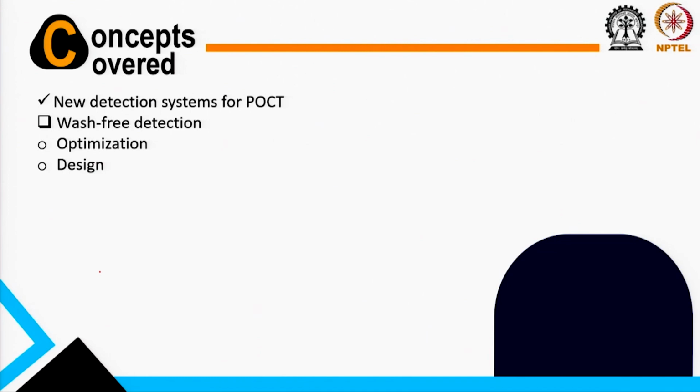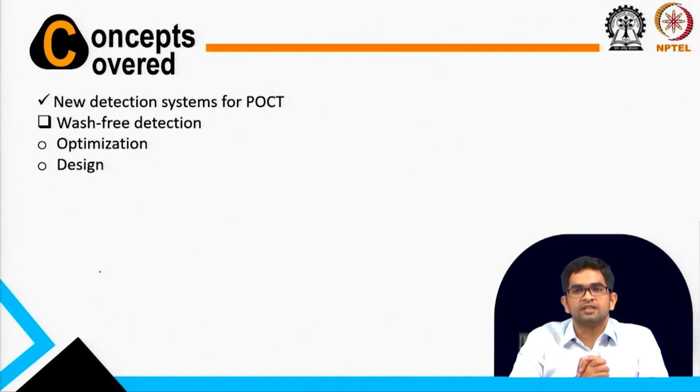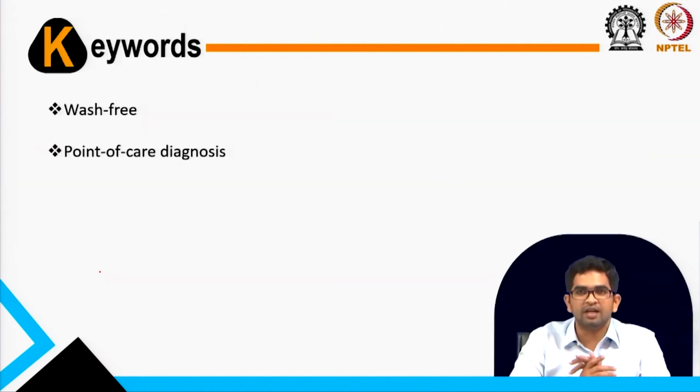Let's come. So today's main concept is the optimization of the wash-free biosensor. We can discuss all the parameters, as I mentioned, like potentials, chemicals, their selections, everything, and also the design. You can change the design of the sensor; different designs you can make for wash-free development. Let's start. The keywords are wash-free and point of care. These are the two important parts of this lecture.